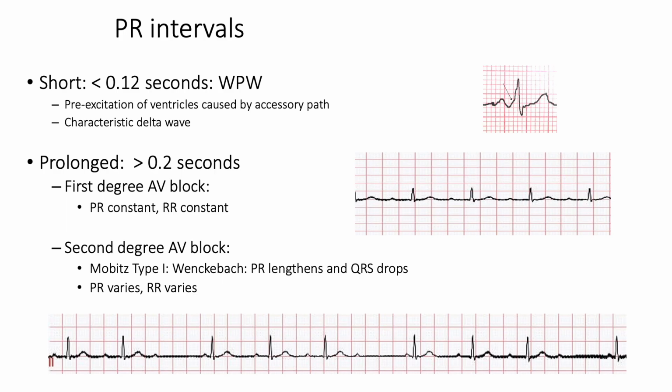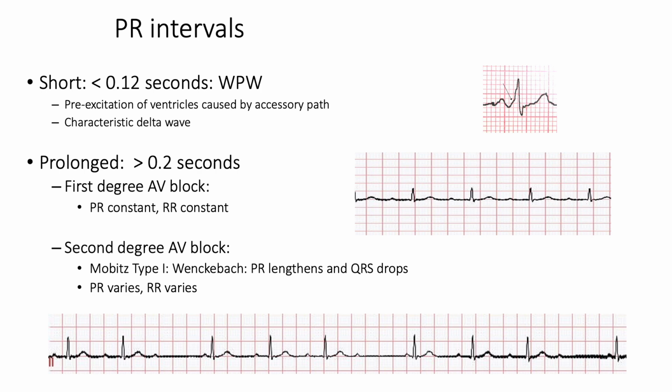So just as an illustration of what I just mentioned, if we look at the top, we have a shortened PR interval, meaning that our PR interval is less than 120 milliseconds. Consider Wolff-Parkinson-White. And there's an example there on the right where it shows the delta wave and the shortened PR interval.